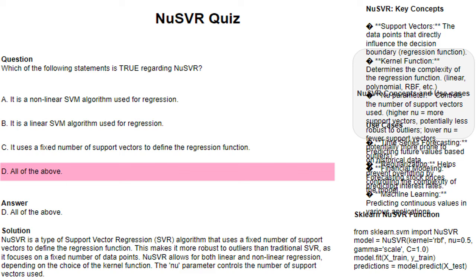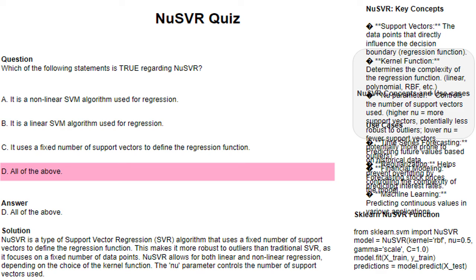The full code: from sklearn.svm import NuSVR, model = NuSVR(kernel='rbf', nu=0.5, gamma='scale', C=1.0), model.fit(X_train, y_train), predictions = model.predict(X_test).